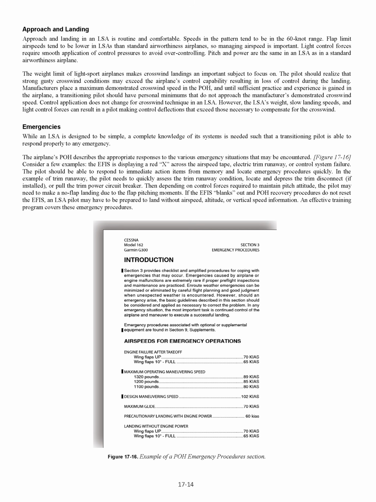Emergencies. While an LSA is designed to be simple, a complete knowledge of its systems is needed such that a transitioning pilot is able to respond properly to any emergency. The airplane's POH describes the appropriate responses to the various emergency situations that may be encountered. Consider a few examples. The EFIS is displaying a red X across the airspeed tape, electric trim runaway, or control system failure. The pilot should be able to respond to immediate action items from memory and locate emergency procedures quickly.